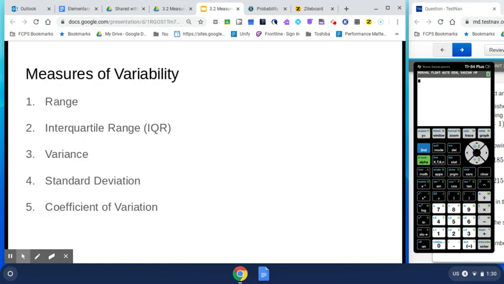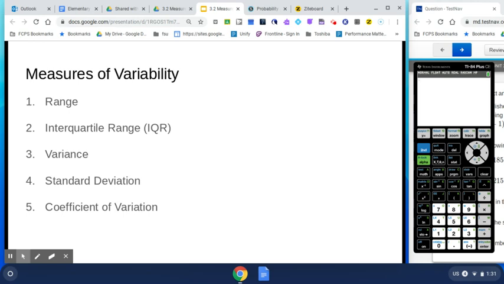There are 5 measures of variability that we're going to be discussing today: the range, the interquartile range, the variance, the standard deviation, and the coefficient of variation. Now, the coefficient of variation is only used if you're asked to compare 2 different variables. So we're only going to be using that on specific examples. If we're just looking at one data set, then we're only going to calculate the first 4 measures: the range, interquartile range, variance, and standard deviation.